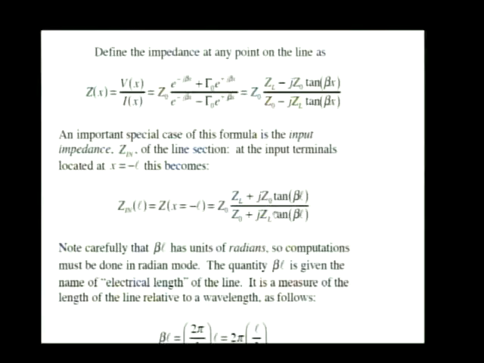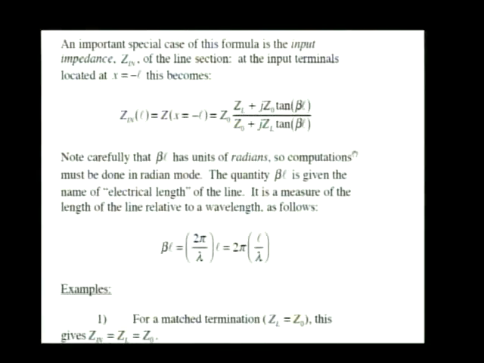Okay, a couple words of warning when using this formula. Make sure you're in radian mode when you do calculations using this formula, because beta L has units of radians. Beta is 2 pi divided by lambda. That 2 pi ought to be a hint that you're working with radians. Actually, beta L is a quantity in itself. Beta L is going to pop up over and over and over in our calculations. It's convenient to give it a name. We call beta L the electrical length of the line. L is the length of the line in meters. Beta L is the electrical length of the line in radians.